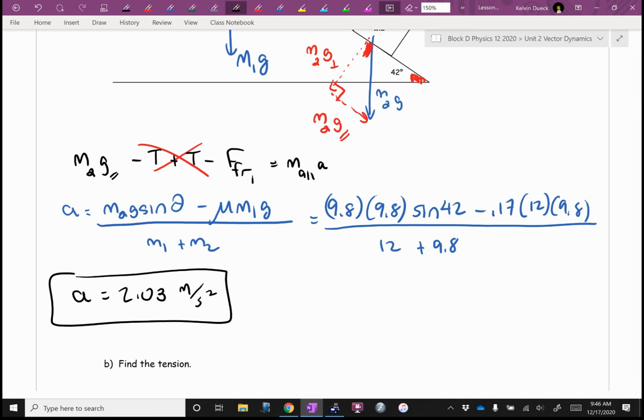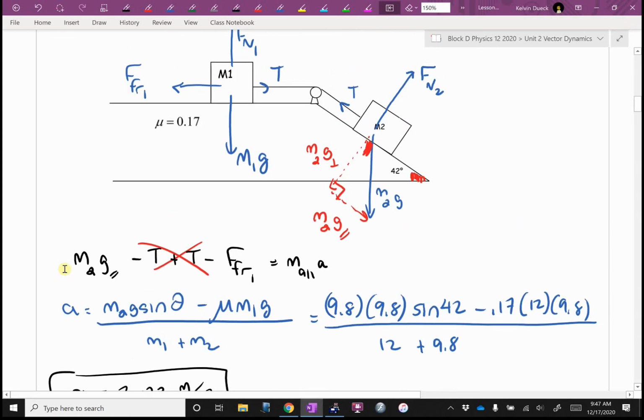B says find the tension. Remember, to find an individual force, I'll look at an individual mass. I always try and pick the mass that looks easiest or the cleanest. These both look kind of ugly, so I'm stuck with having to do some work. Nick, which mass do you want to use to find tension? Mass 1 or mass 2? I don't care. Mass 1? So what would the equation for mass 1 be?